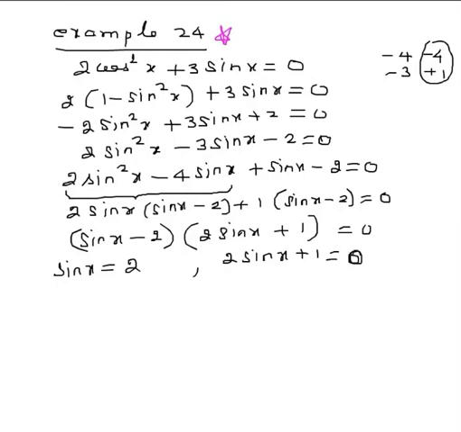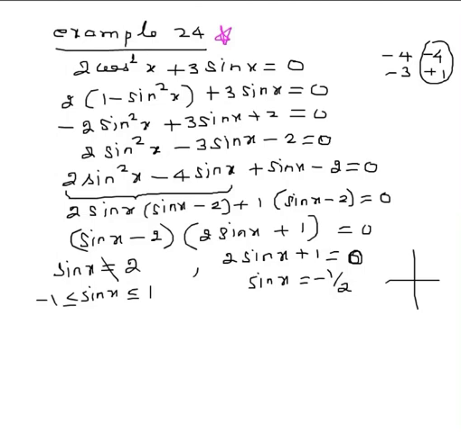Here sin x cannot take the value 2. Not possible. Sin x cannot become 2, because, write the reason, sin x takes values between minus 1 and plus 1. We know that cos and sin take values only between minus 1 and plus 1. So more than 1 is not possible. Let us solve the other equation. Sin x is minus half.